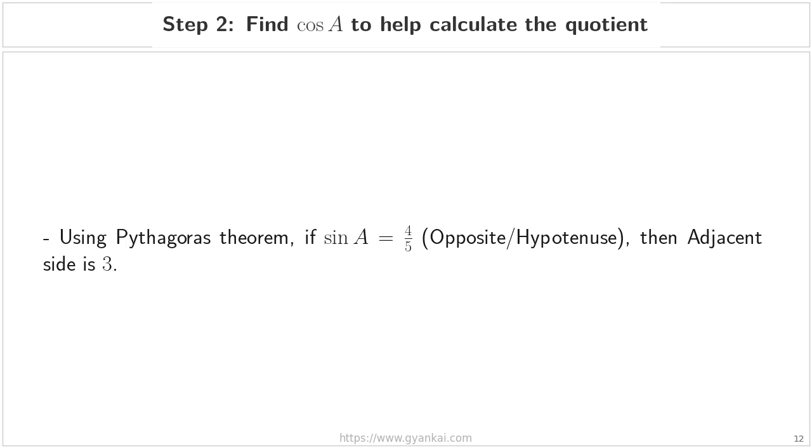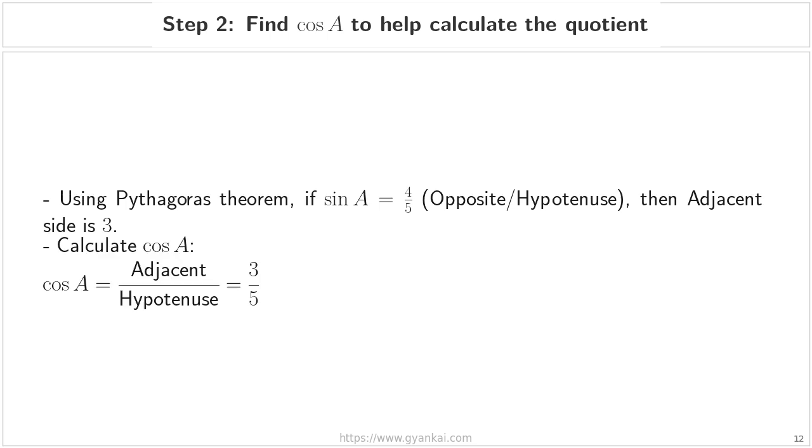To find the length of the adjacent side, we can apply the Pythagorean theorem. By calculating the missing side, we find that the adjacent side must be 3. Now, with all 3 sides identified, calculating the cosine is straightforward. Since cosine is the ratio of the adjacent side to the hypotenuse, we simply take our adjacent side of 3 and divide it by our hypotenuse of 5, giving us a cosine of angle A equal to 3/5.